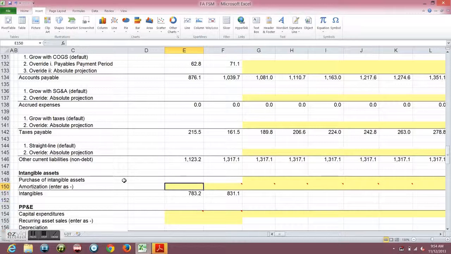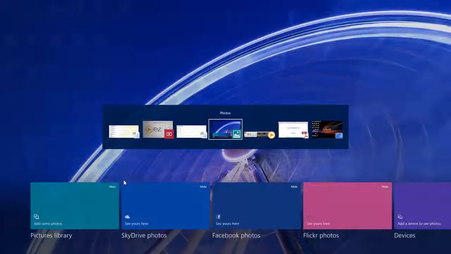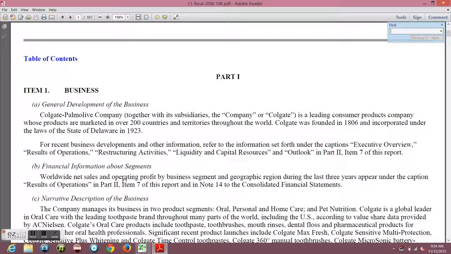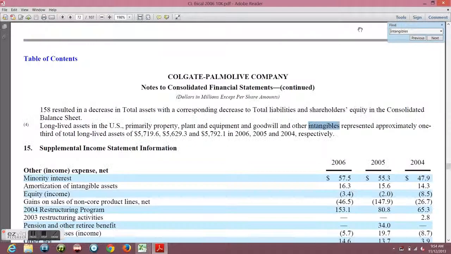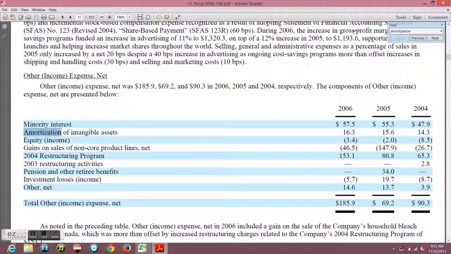So where are we gonna get that amount from? Well, we're gonna have to go to our 10K for that. So let's go into our 10K. Where's my 10K? There. Right. So now we're just gonna do control find, amortization. I spelled it wrong. Intangibles. There. Amortization of intangible assets.